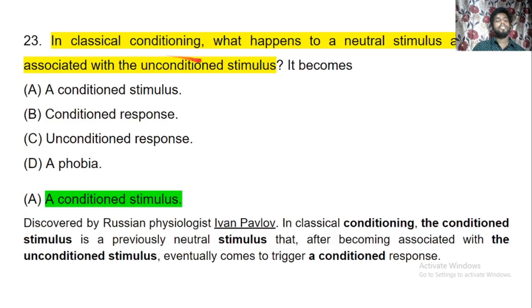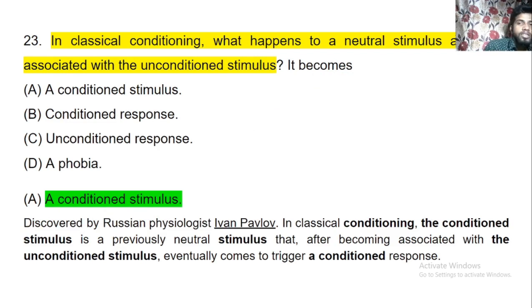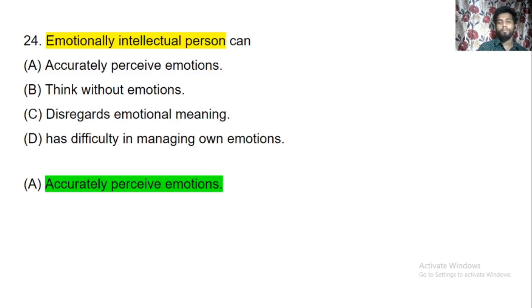In classical conditioning, what happens to a natural stimulus after it is associated with an unconditioned stimulus? It becomes a conditioned stimulus. So in classical conditioning, a natural stimulus, after it is associated with an unconditioned stimulus, becomes the conditioned stimulus, and it was developed by the Russian psychologist Ivan Pavlov.